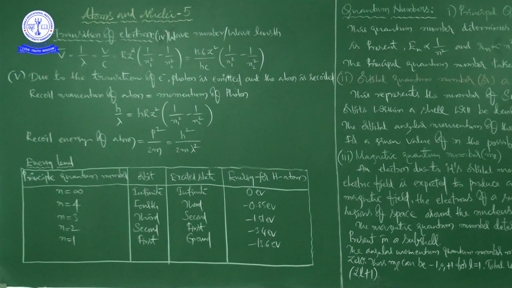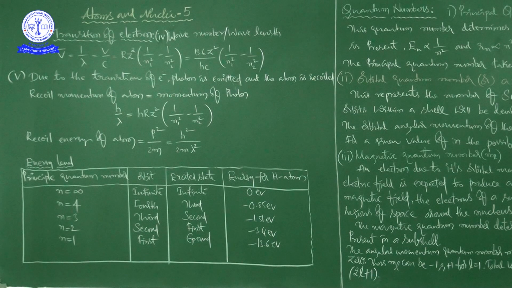Next, frequency of emitted radiation. Delta E is equal to h nu. Nu is equal to delta E by h. I will give the conclusion regarding the frequency of emitted radiation. Nu is equal to RCZ square into 1 by N1 square minus 1 by N2 square. Okay. Next, the third point, that is number of spectral lines.